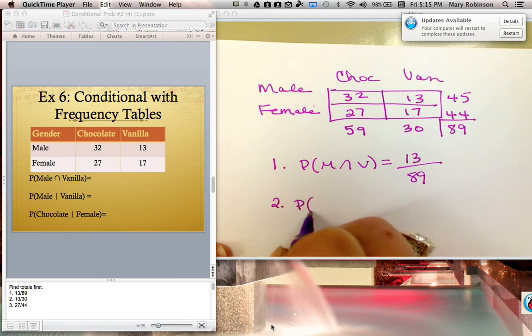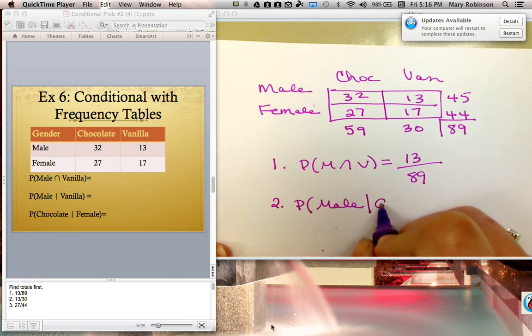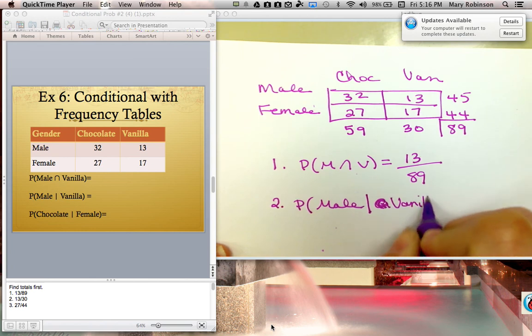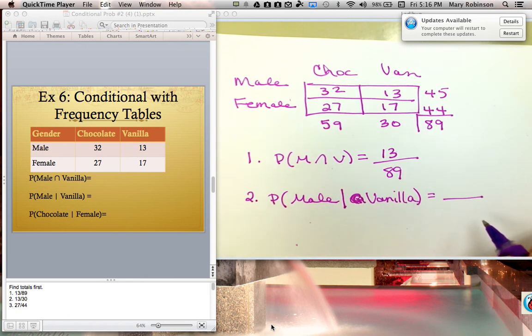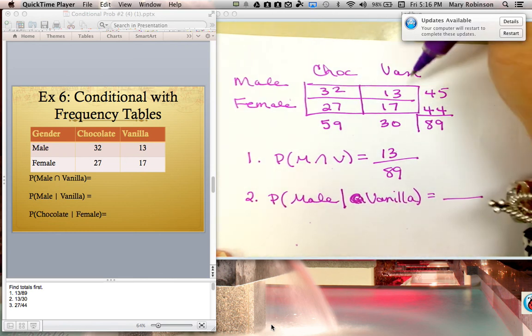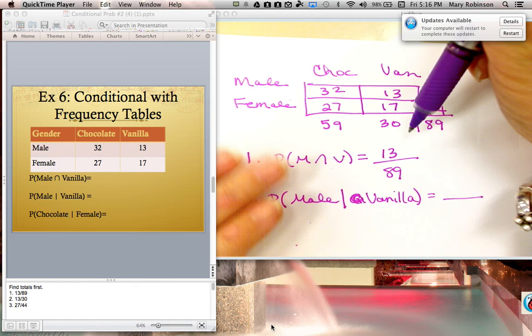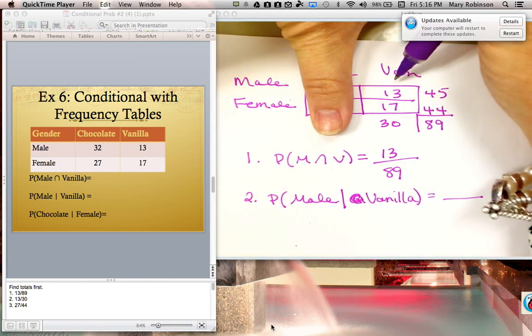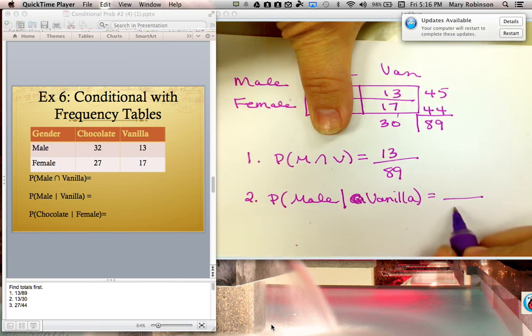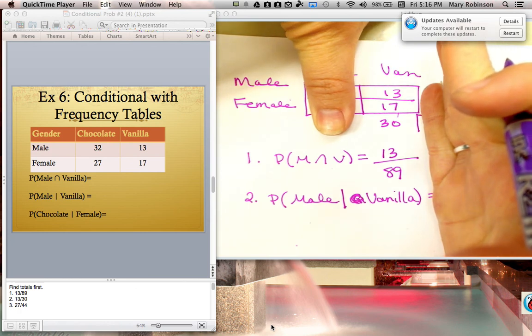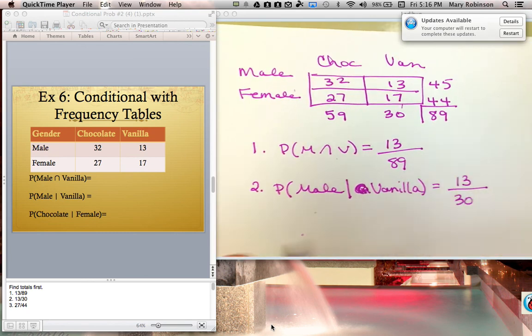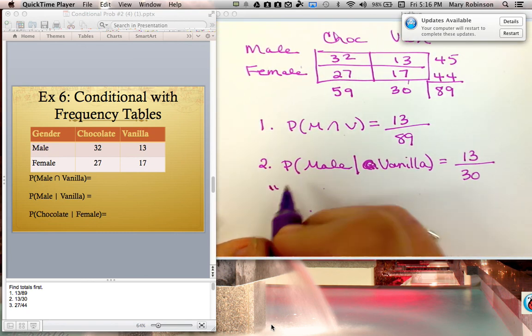Next, we are asked to find the probability of male given vanilla. What's different this time is similar to in video 2 where I talked about the given always being your denominator. We need to make sure that on the frequency table we are looking at the total for vanilla. So what this is saying is, ignoring chocolate, given that we know that they like vanilla, and there are 30 of those, how many of these 30 are male? How many of the 30 that like vanilla are male? And that is 13.